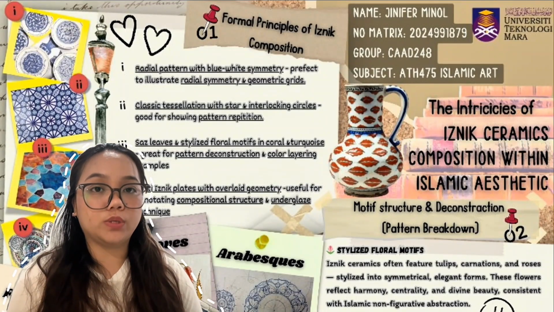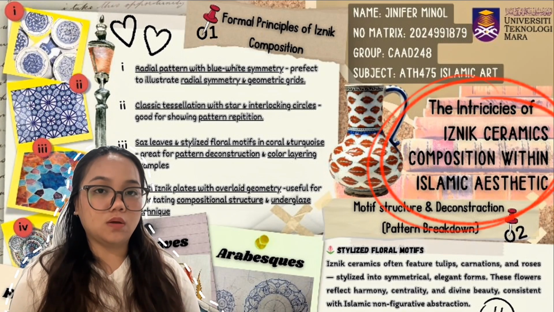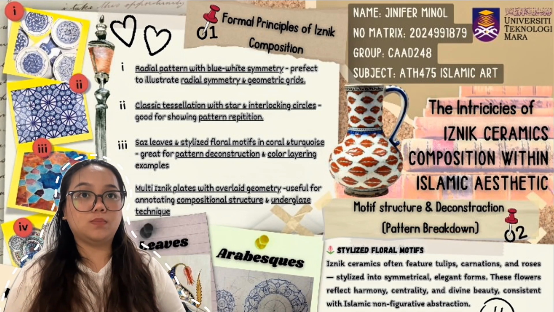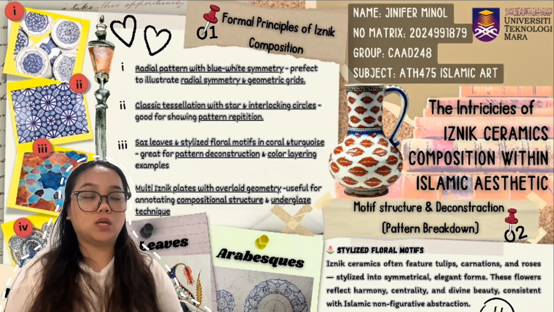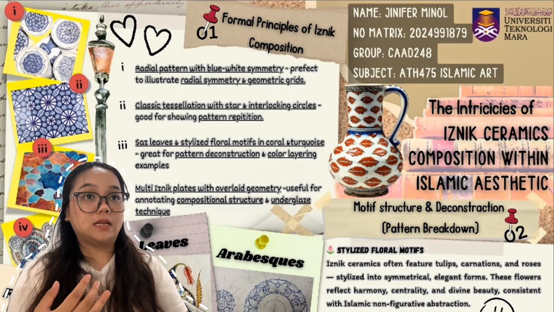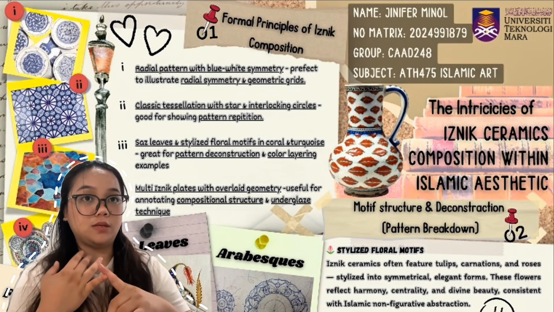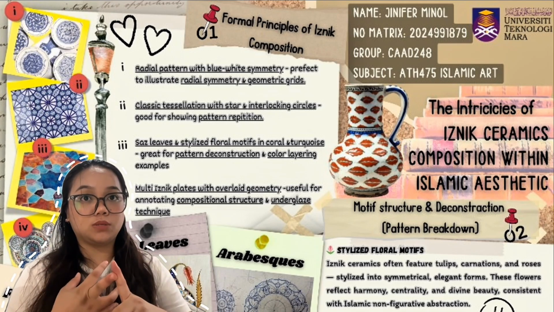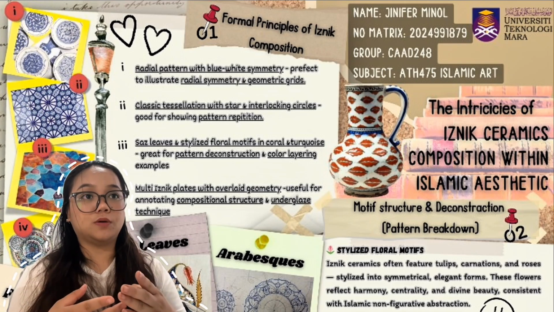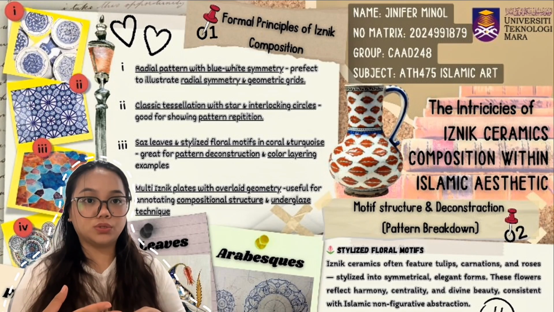So in this presentation, I will be sharing my infographic titled The Intricacies of Islamic Composition within Islamic Aesthetic. Islamic ceramics are an important form of Ottoman decorative art, known for their detailed floral patterns, balanced composition, and meaningful use of colors. These elements are closely linked to the principles of Islamic aesthetics, such as unity, harmony, and repetition. In this presentation, I will summarize my research, then walk you through the infographic, explain my design choices, and end with a short conclusion.